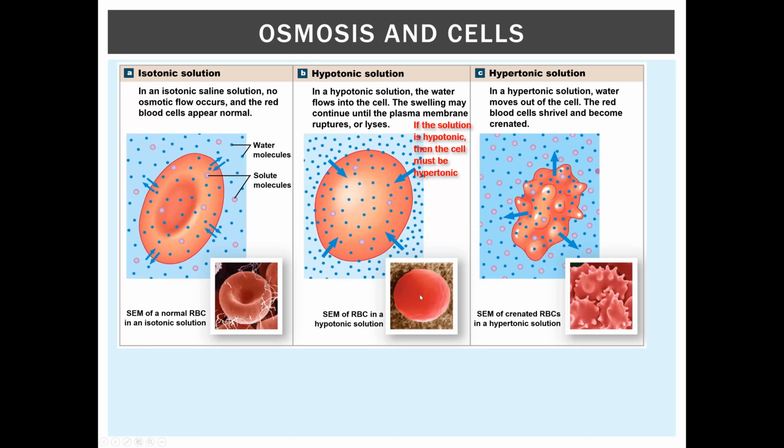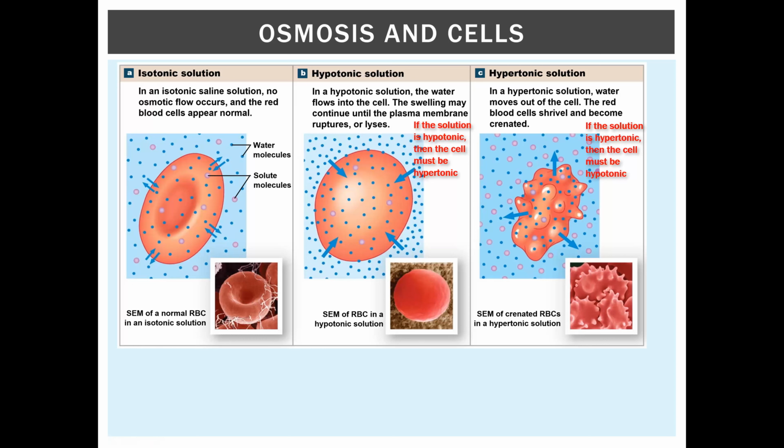If the cell is in a hypertonic solution, then that means the cell itself is hypotonic by comparison. And again, remember, water wants to move toward the hypertonic region. So in this case, water will move out of the cell into the solution, and the cell will shrivel up, which is what we call crenation.